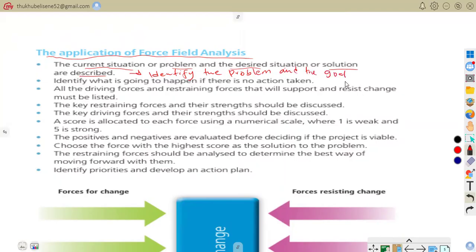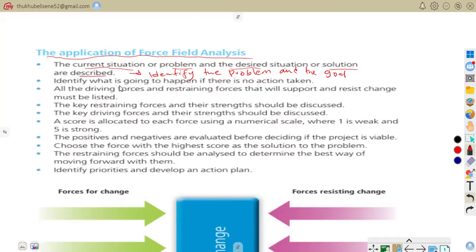And the goal. That is what we are saying. We describe current and desired situation. If, for example, you have current low sales, then desired higher sales. It means we desire higher sales.